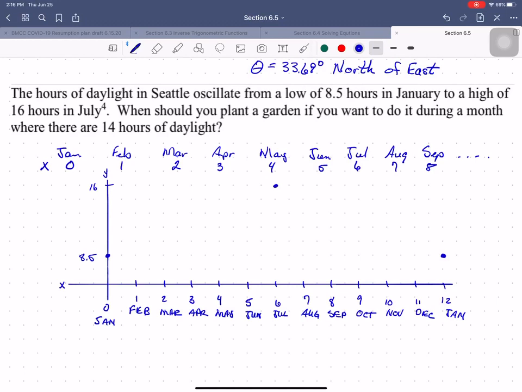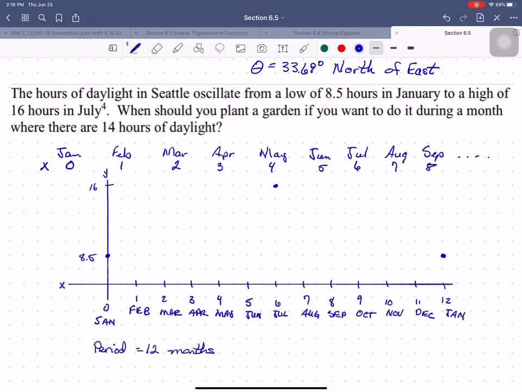So we see here that the first thing I'm going to do is write a function that represents the number of hours of daylight. And this is going to be a sinusoidal function, and we'll talk about all of the properties of that. The first thing we notice is my period is 12 months.